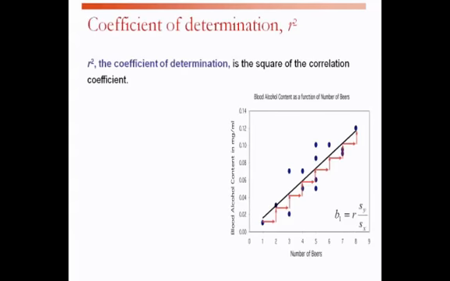so that's your R squared, and we already talked about that. So I just want you to know the relationship between R squared and correlation. R squared is the square of the correlation coefficient. Okay.